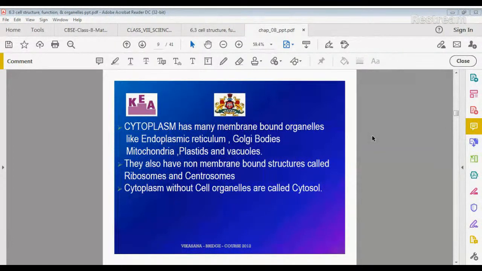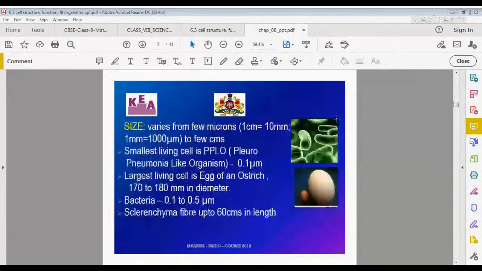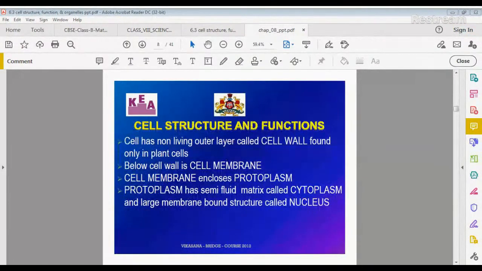Now, cytoplasm. Oh, just a second. I'm really sorry. I just missed a slide, I think.